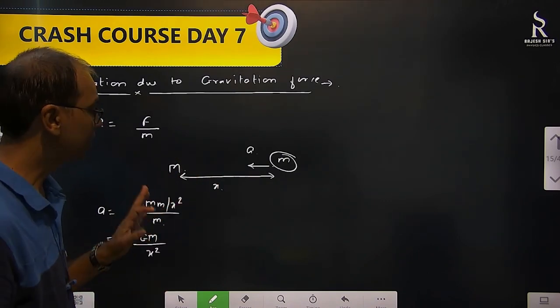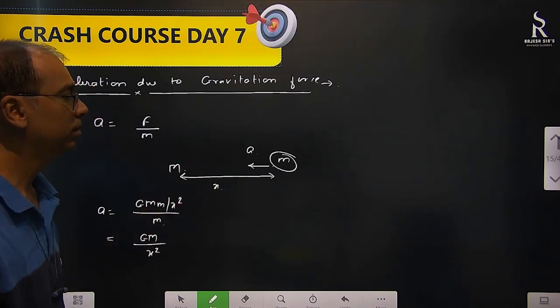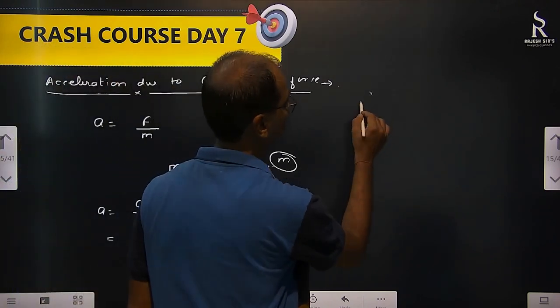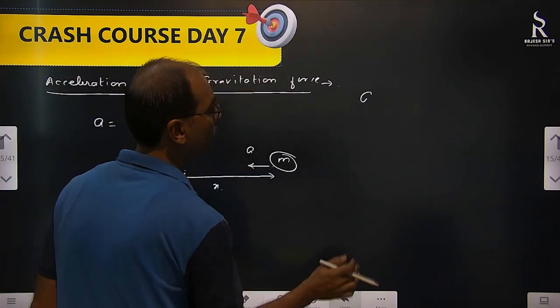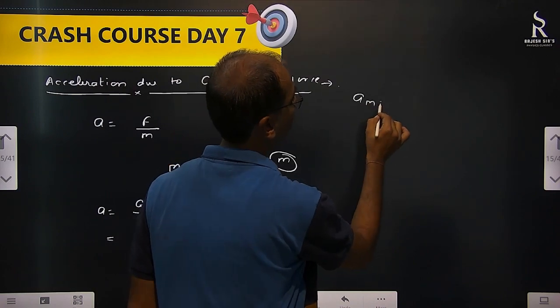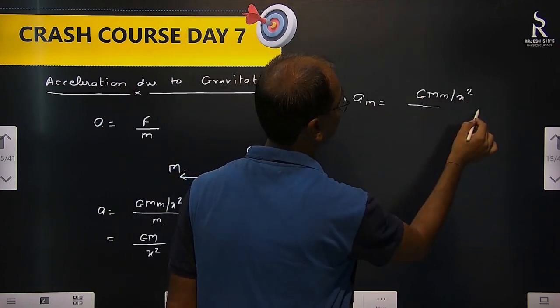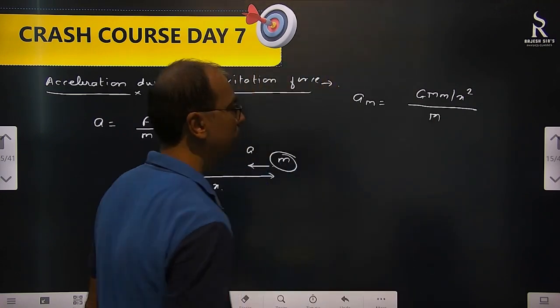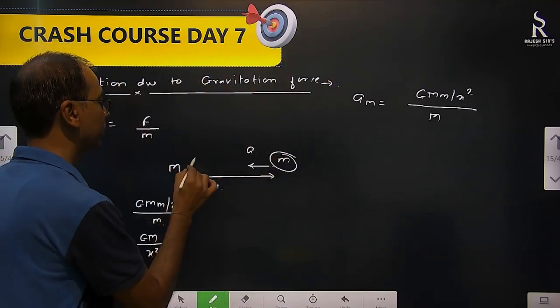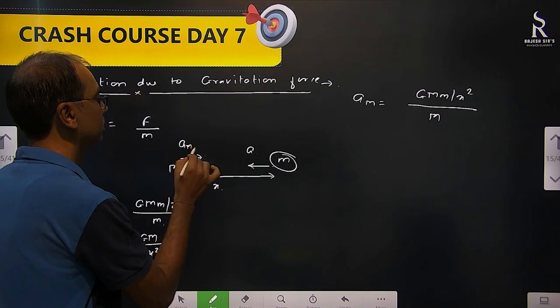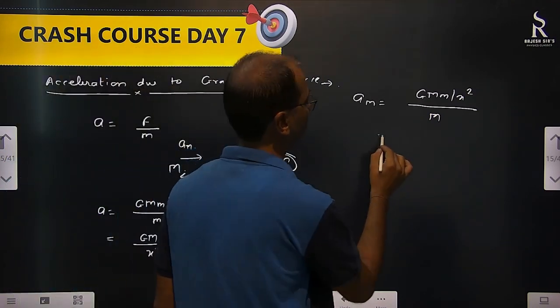Same way, if I find the acceleration of capital M, it will be G M m by x square divided by which mass? Capital M. So its acceleration will be Gm by x square.